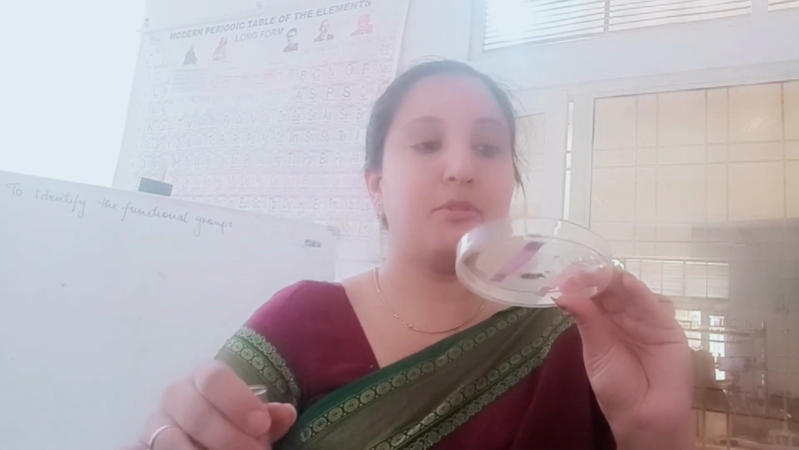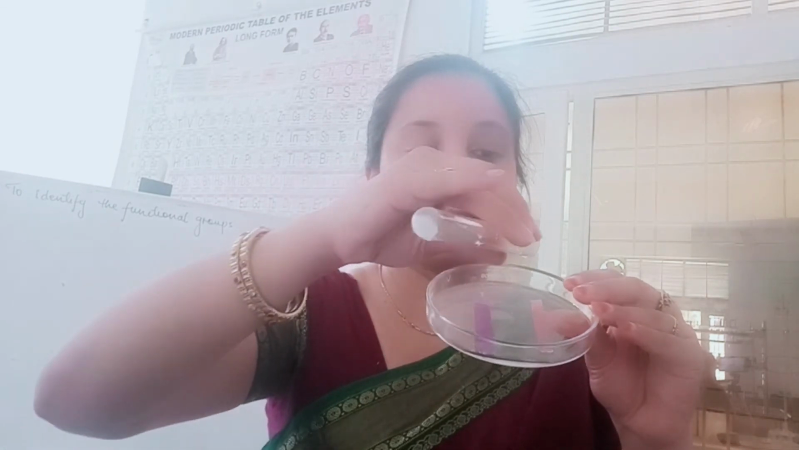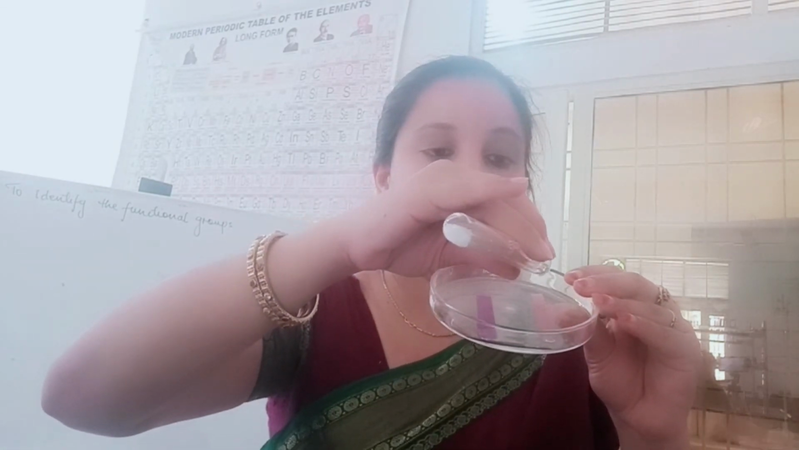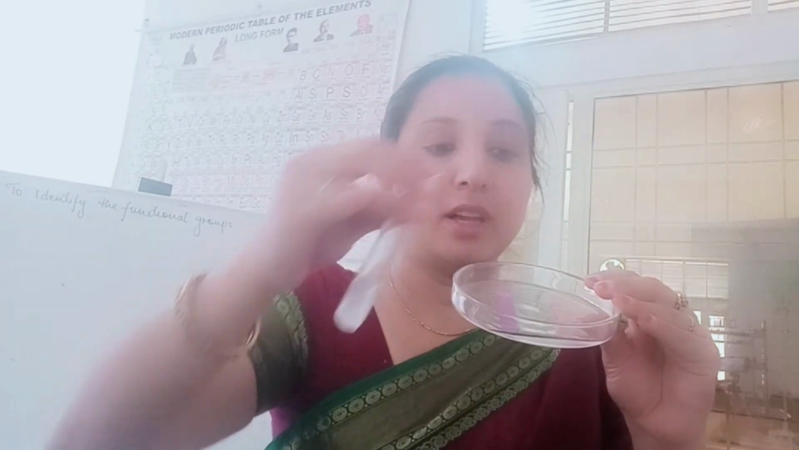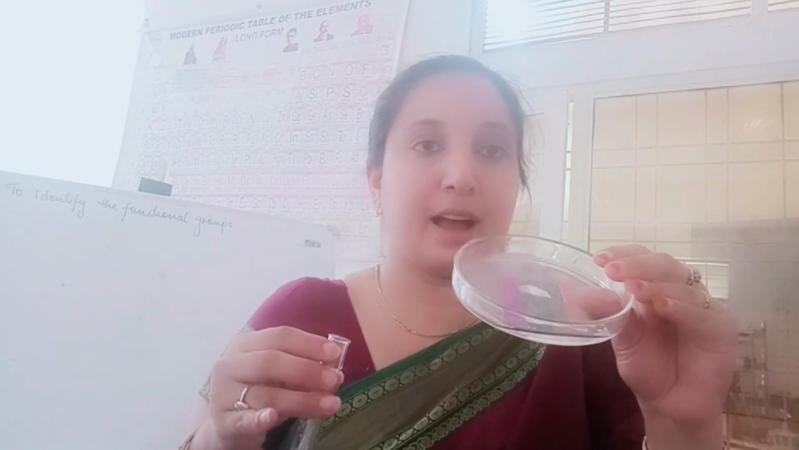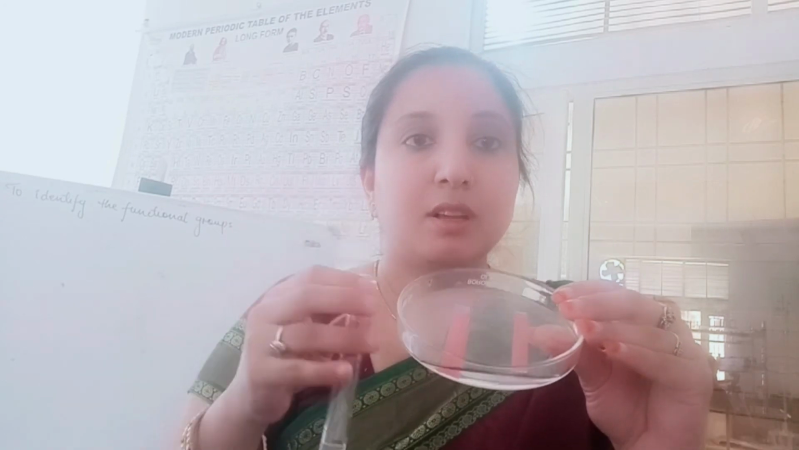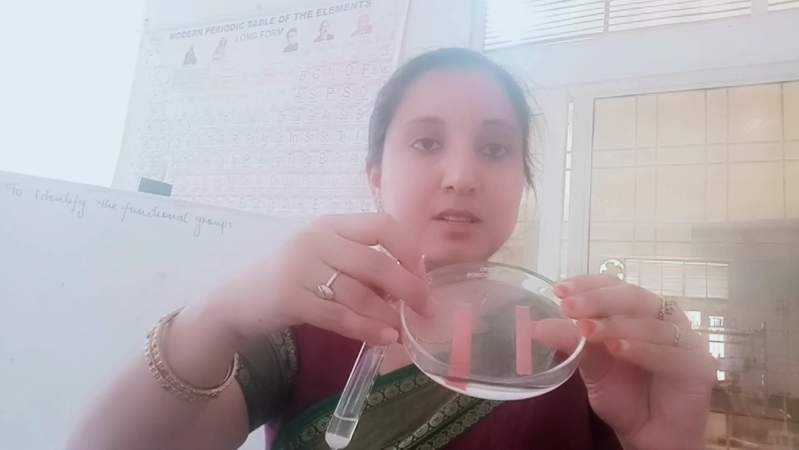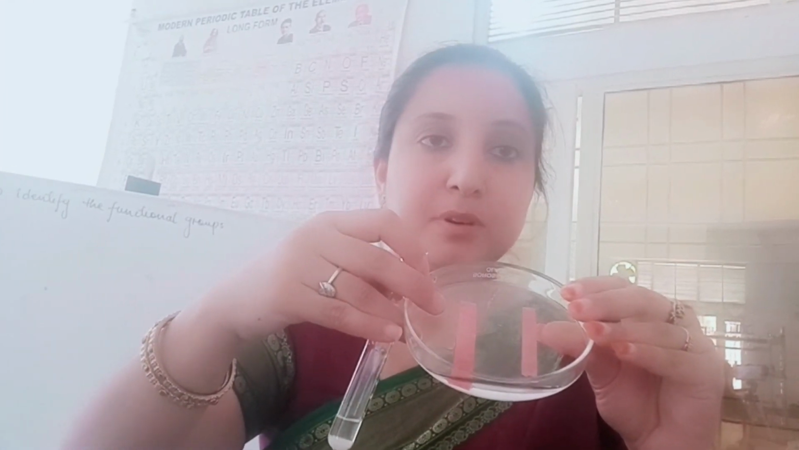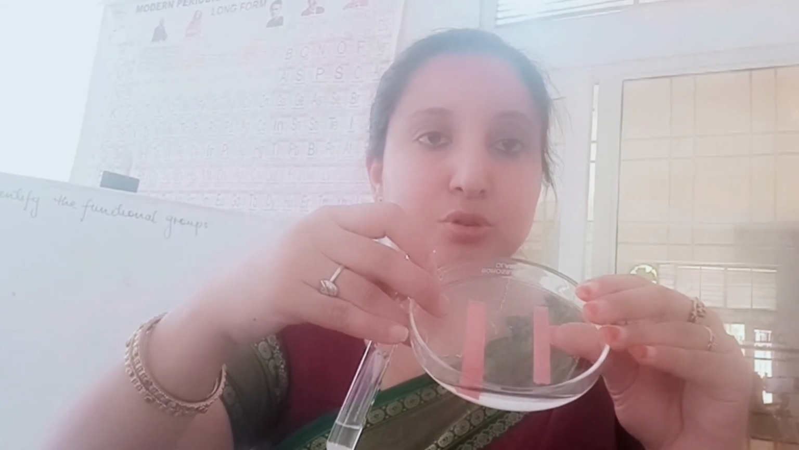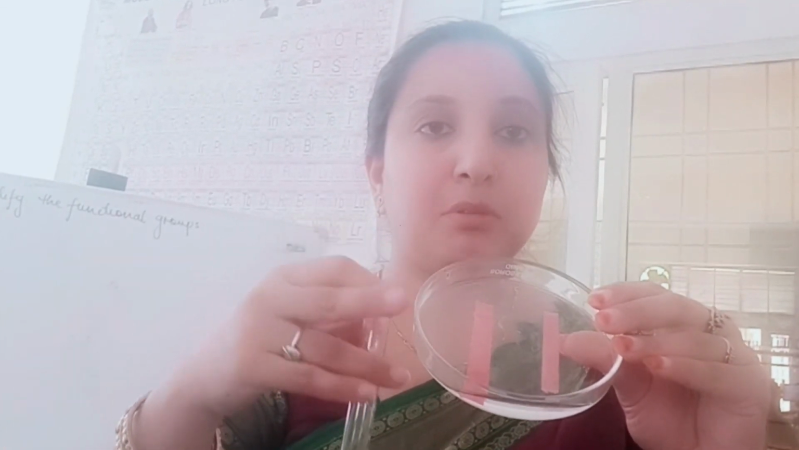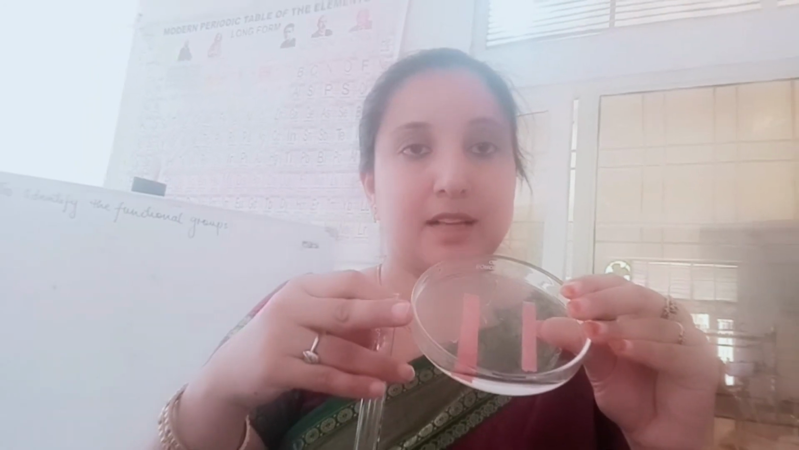Now I am going to put an acid on the litmus paper. On the red litmus paper, I added an acid, no change came. Now on the blue one, as soon as the acid is dropped, the blue litmus paper changed to red. So this shows that in the given organic compound there is the presence of the acid group.